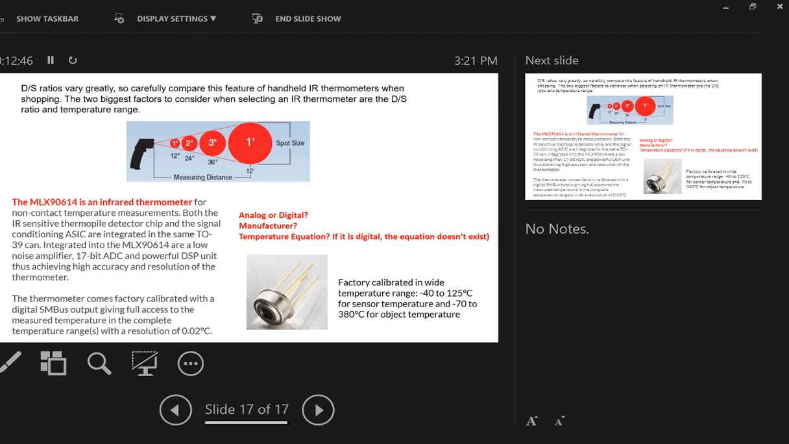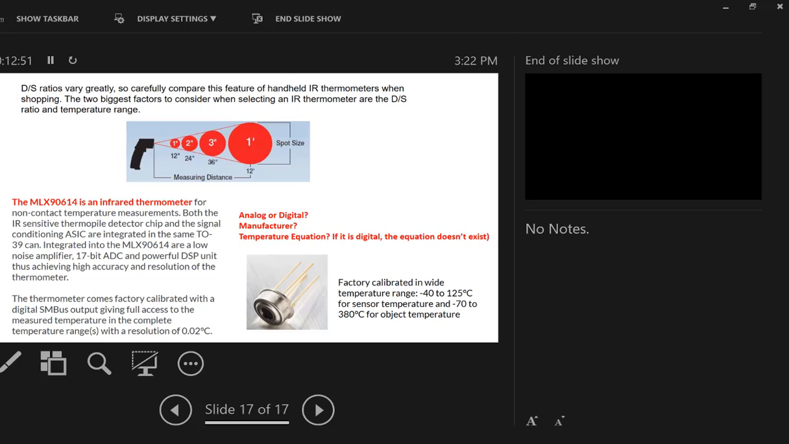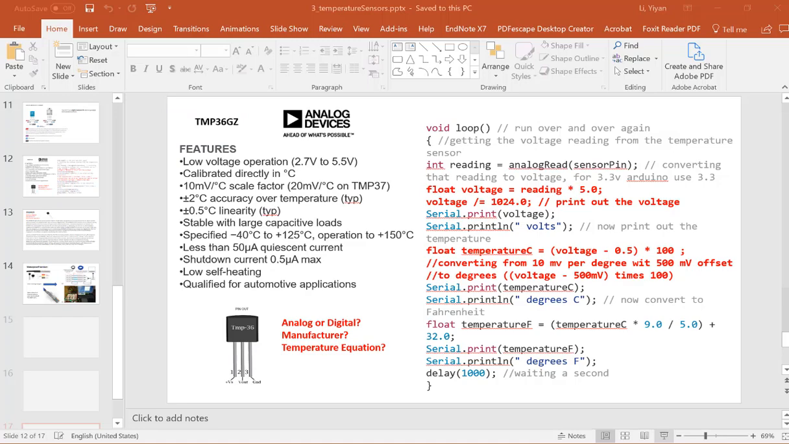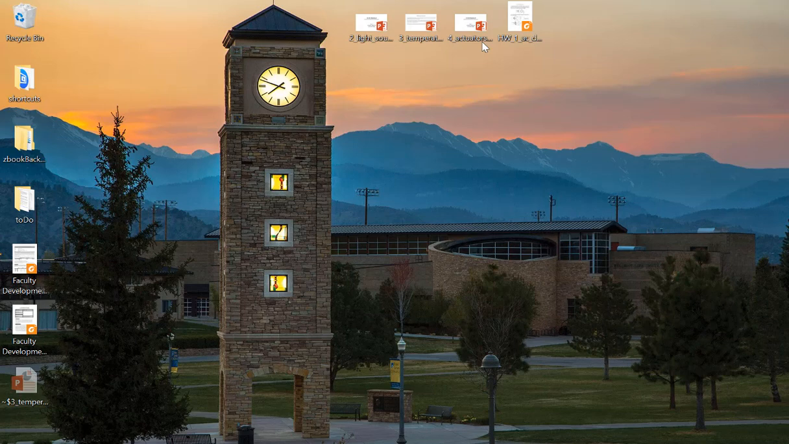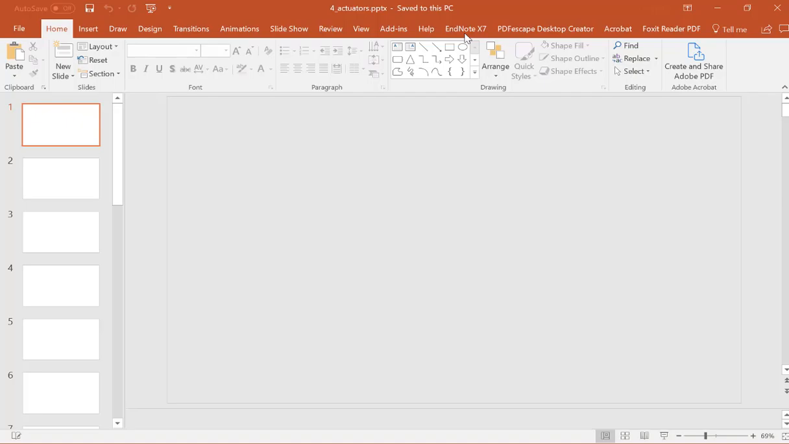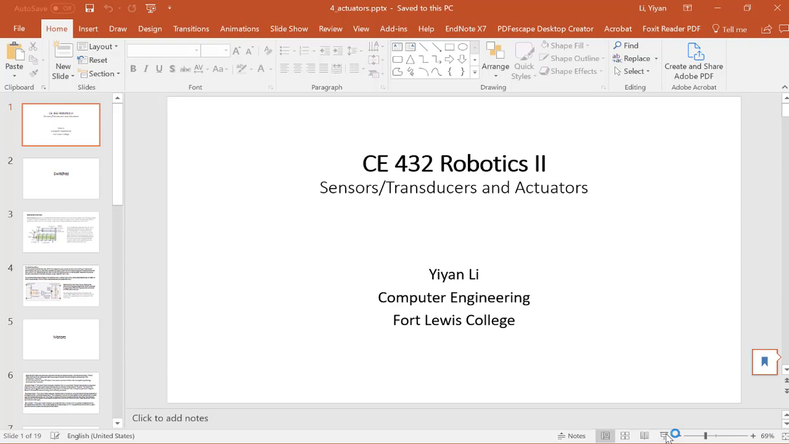This one has an IR receiver inside. Depending on the temperature of the object, it receives a different signal intensity. It's a non-contact infrared thermometer. This is all the temperature sensing options. Actuators.